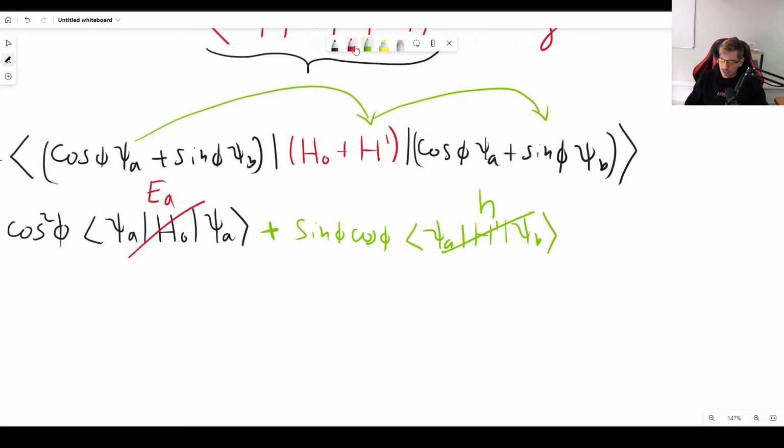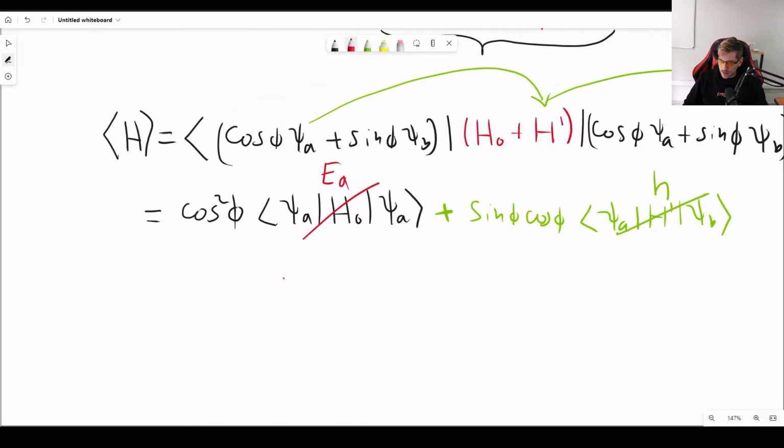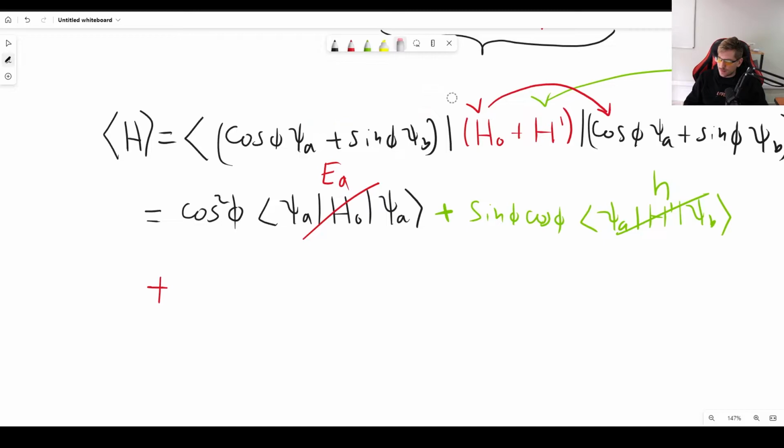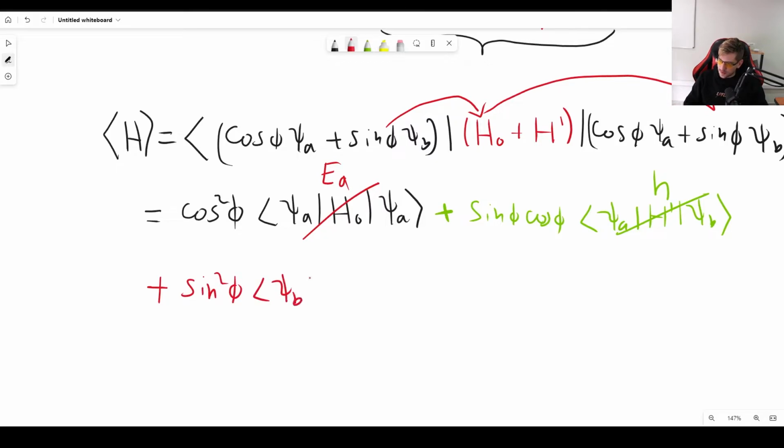Okay, so now let's do the same, but multiplying with the sine. So now plus, sine multiplies H0 and then this part. But when we do that, we get bra of psi B, H0 ket of psi A, and that is by definition 0. So the next term is this sine times H0 times this. So when we do that, we get sine squared of phi psi B H0 psi B, and this is simply EB.